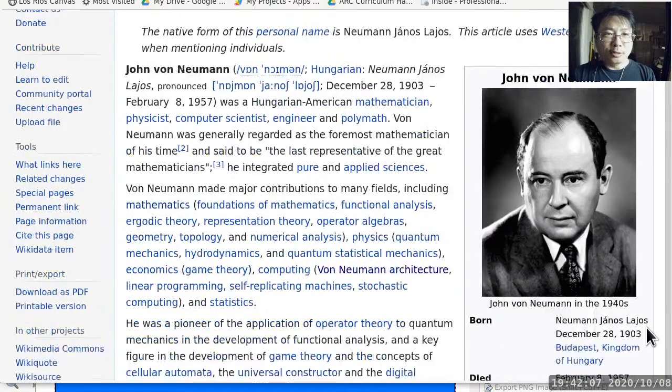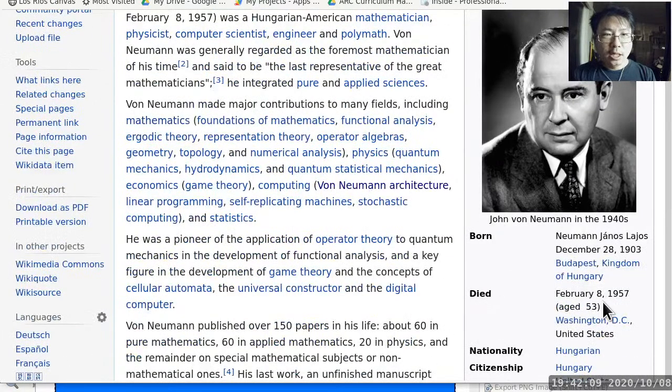Unfortunately, the guy passed away relatively young. He passed away when he was younger than 54. So he was 53-something when he passed away. And that is really unfortunate, because if he were to live longer, I think he would end up with more contribution to many different fields.